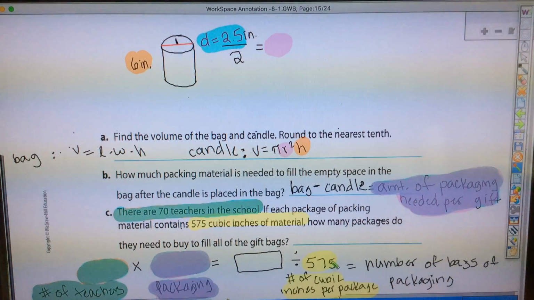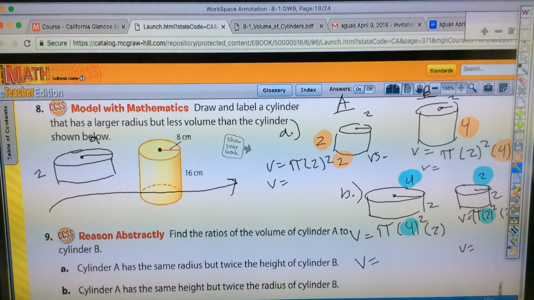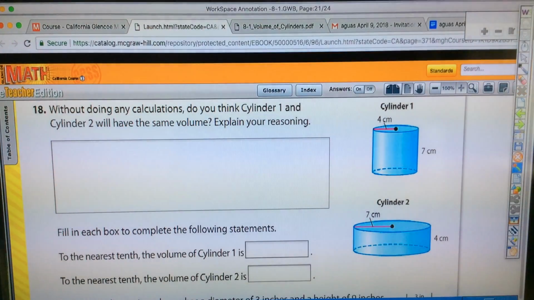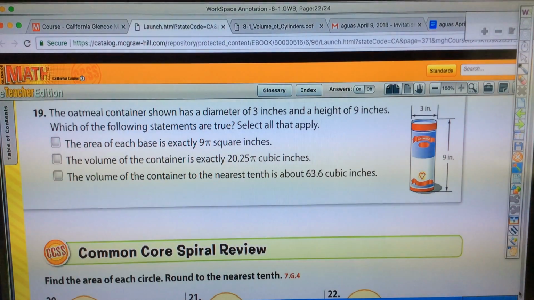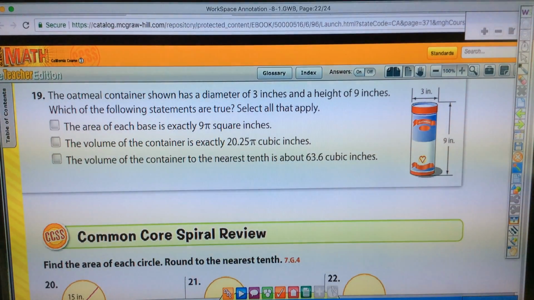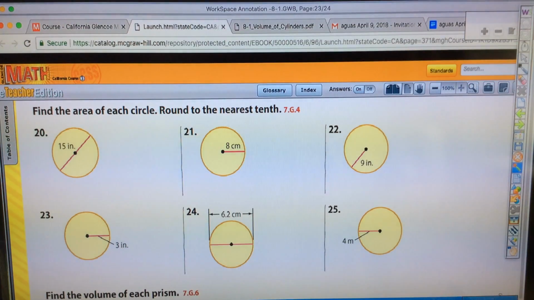Whatever that is gets divided by 575 cubic inches of packaging per package. That's going to tell you the number of packages of packaging that you need. If you get a decimal here, remember you can't order fractional bags of packaging, so you're going to have to round up, okay? All right, I think that's pretty much it. Just keep an eye on radius and diameter and half shapes. Don't forget to divide by 2.